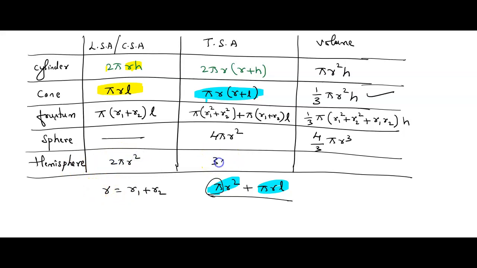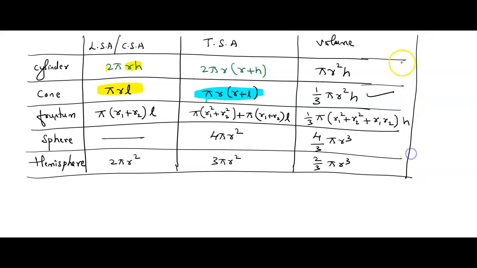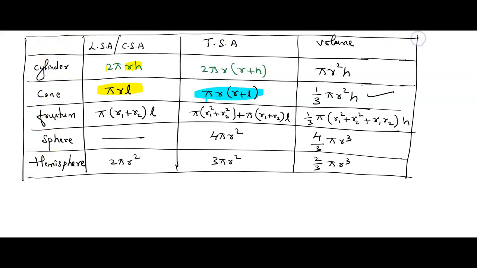And hemisphere: curved surface area 2 pi r square, total surface area 3 pi r square, volume 2 by 3 pi r cube. Any doubts? I hope you have understood this table, how to find the formulas of surface area and volume. Definitely you can expect one question from this table even in your final board exam. Either they can ask you directly any formula or any simple problem based on this table. I can give you 110% guarantee that you can expect one question on this table. You should not forget that.